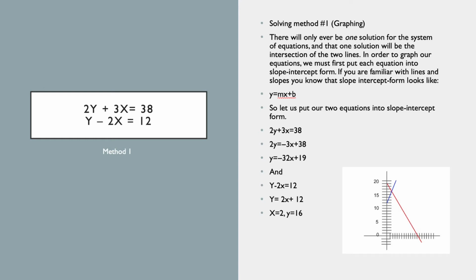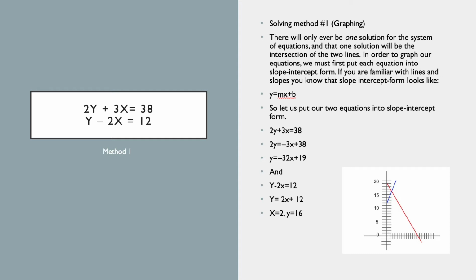So now let us graph each equation in order to find their point of intersection. If you were to graph these equations, you can see that the intersection is at (2, 16), with 2 being the x and 16 being the y. Our point (2, 16) is actually the answer. This gives us a final answer of x = 2 and y = 16.